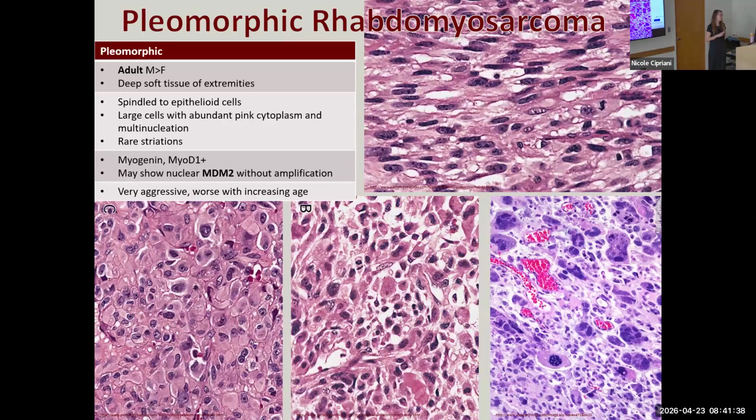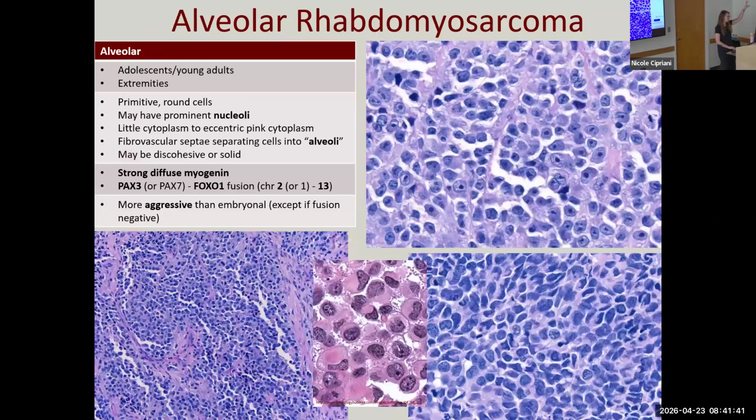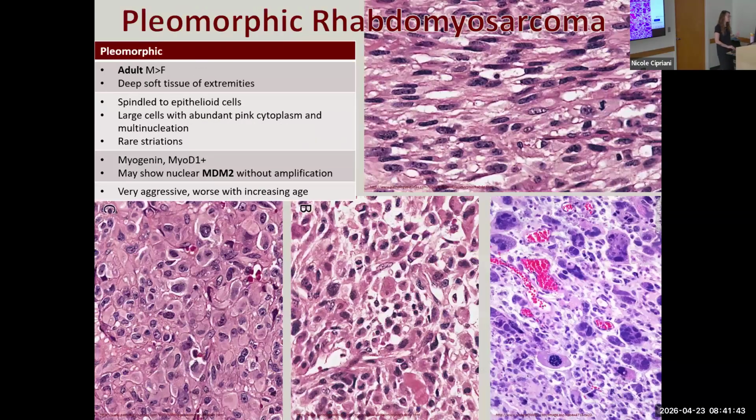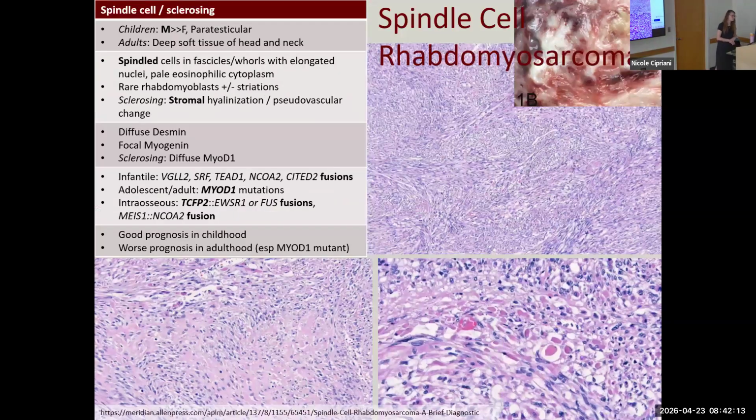Pleomorphic rhabdo, now we're dealing more with an adult situation, right? With the embryonal and the alveolar, mostly we were dealing with kids. Pleomorphic now is in adults. So this has large pleomorphic rhabdoid-looking cells with nuclear markers of rhabdo differentiation. Can show nuclear MDM2, but without true amplification. So your differential might be a dedifferentiated liposarcoma with heterologous rhabdomyoblastic differentiation. But if you do the MDM2 FISH and it's not amplified, then you're dealing with pleomorphic rhabdo. Regardless, it's a poor prognosis, high-grade sarcoma.